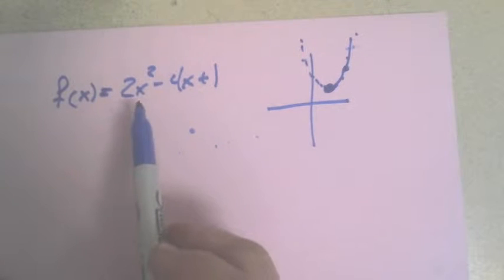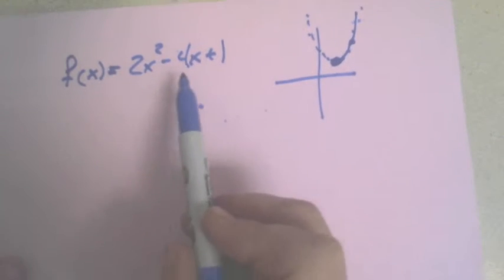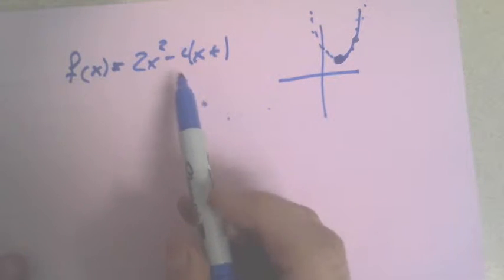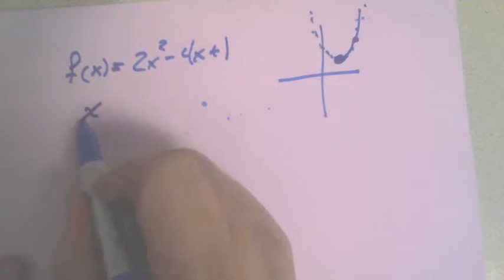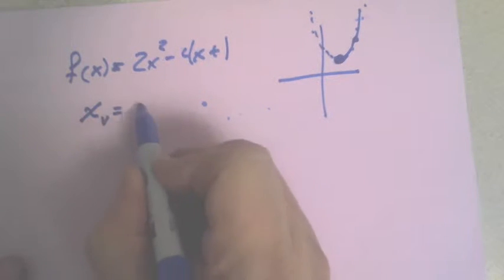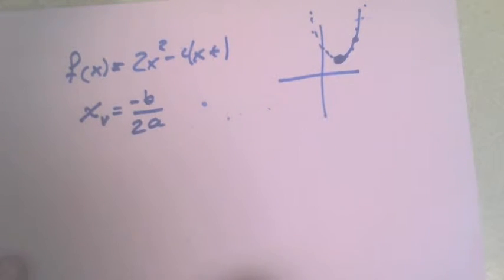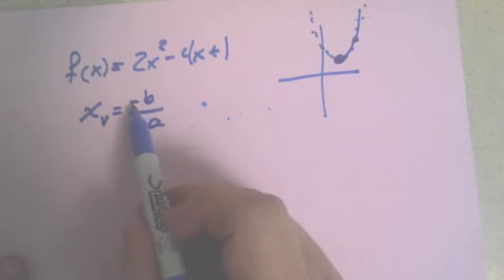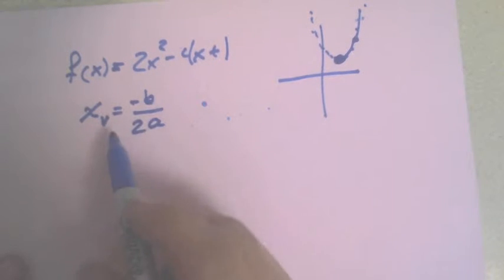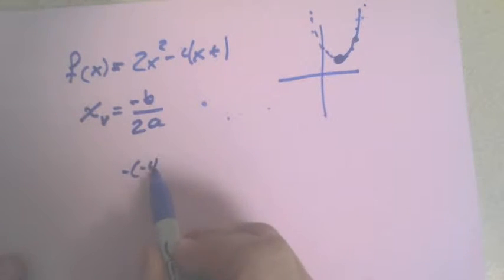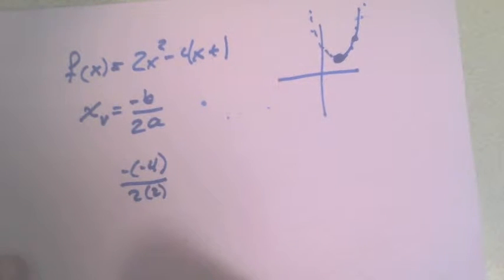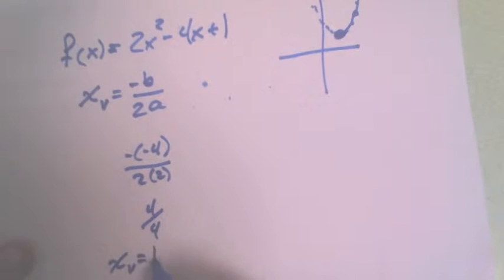So since we want the vertex, we could again use completing the square to put it in vertex form, or if we know our formula, the x value of the vertex is negative b over 2a. It's just like the first term in the quadratic formula. Negative b, where b is negative 4, so the opposite of negative 4, over 2 times 2. So what, 4 over 4? So the x value of our vertex is equal to 1.